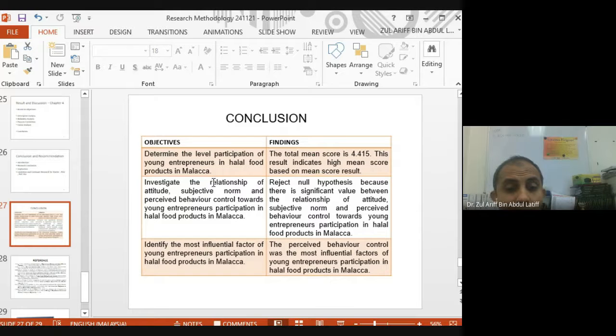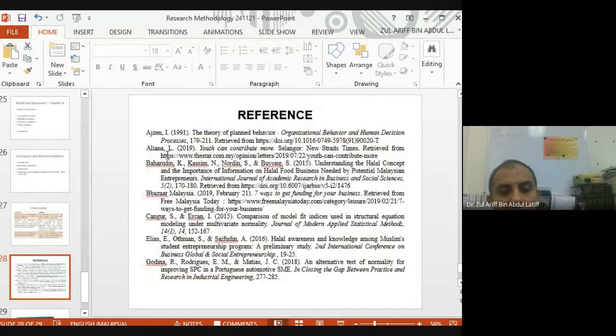And then we have the relationship. So we reject the null hypothesis because there is a significant value between attitude, norm, and perception with the young entrepreneurs. And finally is the influential factor. In this study, the researcher found out that perceived behavior is the influential factor. So in your conclusion, you put it like this. And then you have your references, following the APA standards.